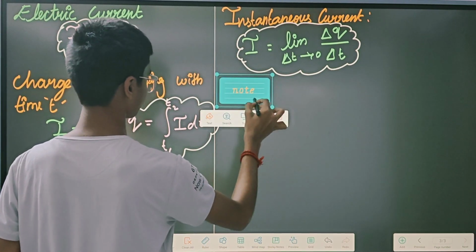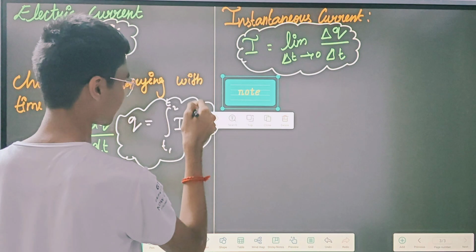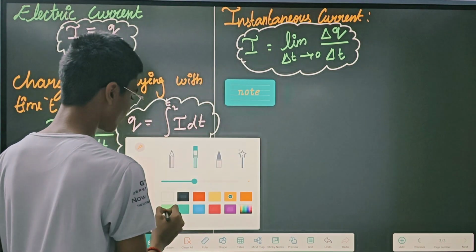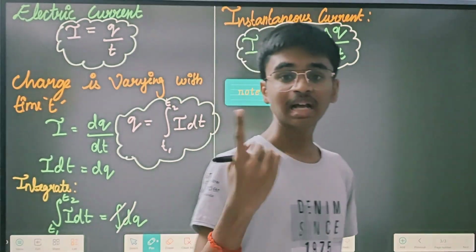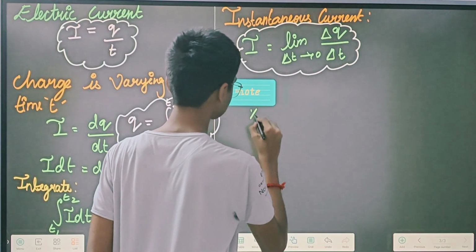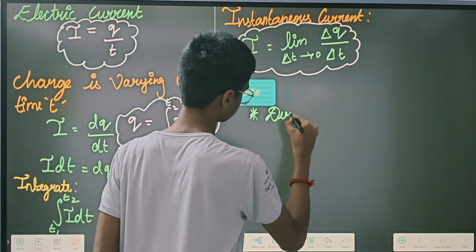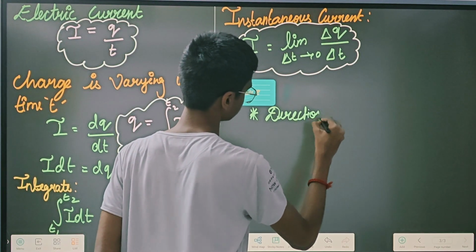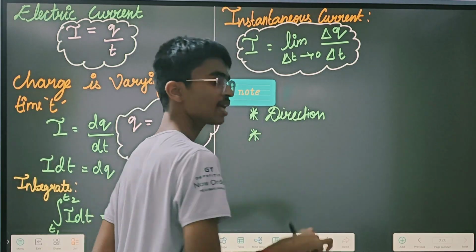Oh god, it's very good. I like it whenever I write in that grid. Okay, so the note point is going to be that current has direction. Current also has magnitude.